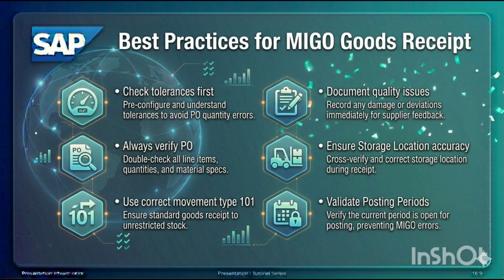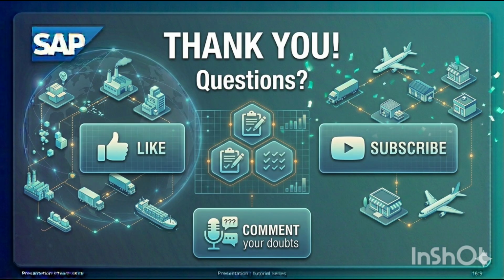Train end users on common scenarios and errors. Use MIGO in foreground mode for important postings so you can catch issues immediately. These small habits make a big difference in smooth procurement operations. So these are some of the best practices for MIGO goods receipt. So that was all about the MIGO transaction with 101 movement type to get purchase order material.